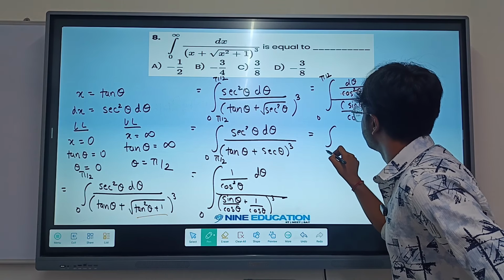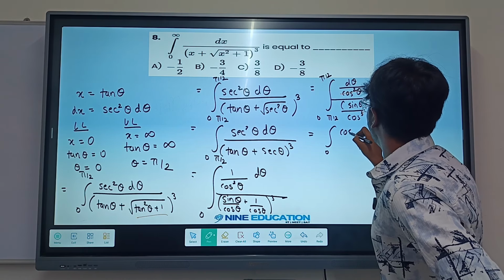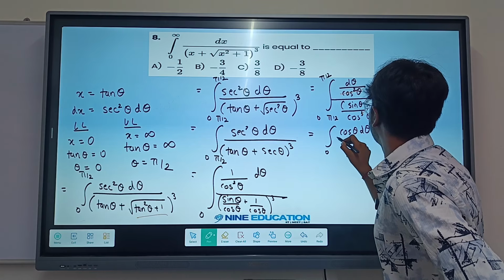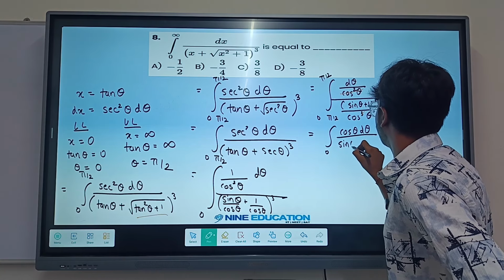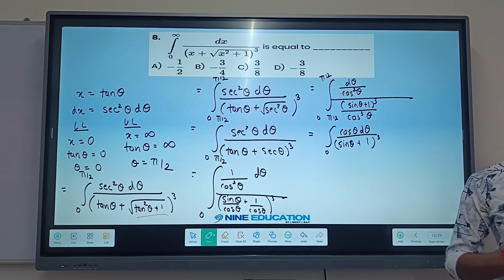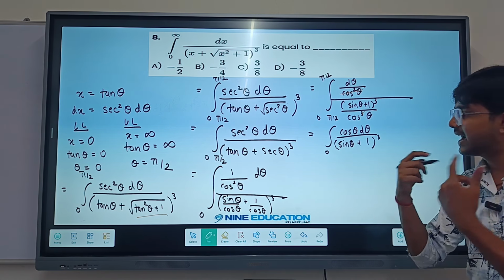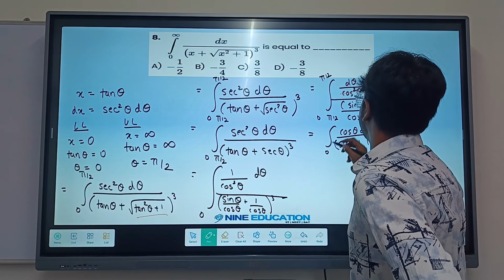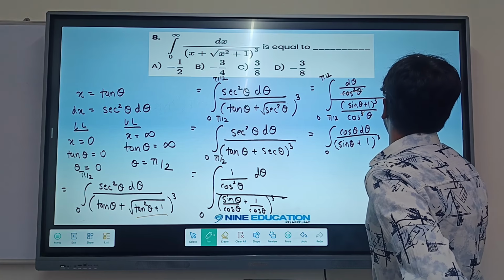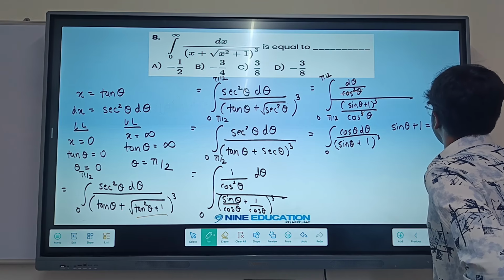So what will I have? 0 to pi by 2. This cos goes up: cos theta d theta divided by sin theta plus 1, whole cube. Now cos theta d theta is there, and cos theta is the differentiation of sin theta. So I'll do another substitution. What? I'll substitute sin theta plus 1 as t.